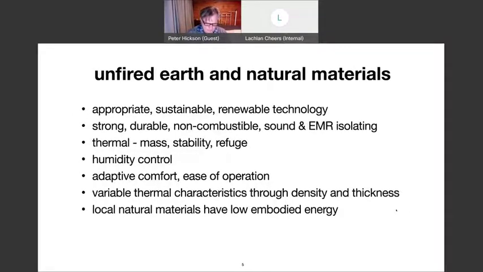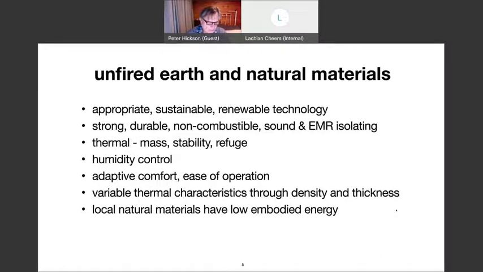Earth building is appropriate, renewable and sustainable technology. Unfired earth is the essential element that often provides the internal and external walls, though sometimes the floor and the roof. It offers a strong and durable structure and thermal mass with the lowest possible embodied energy.